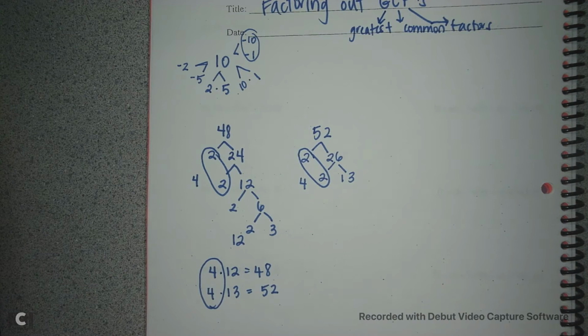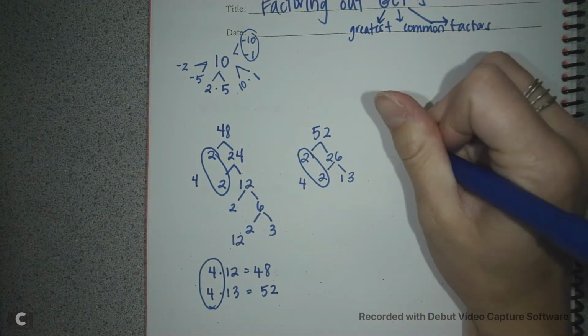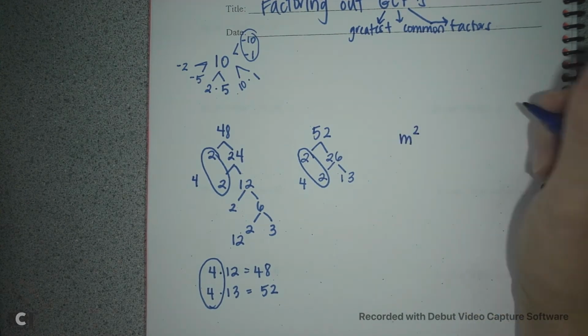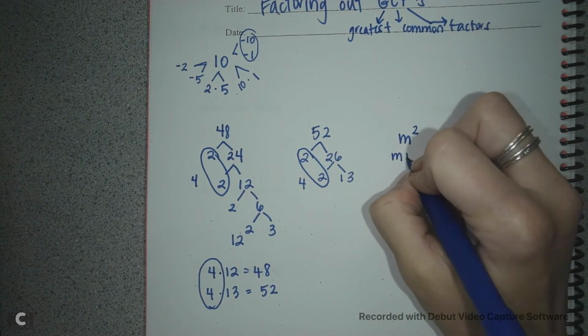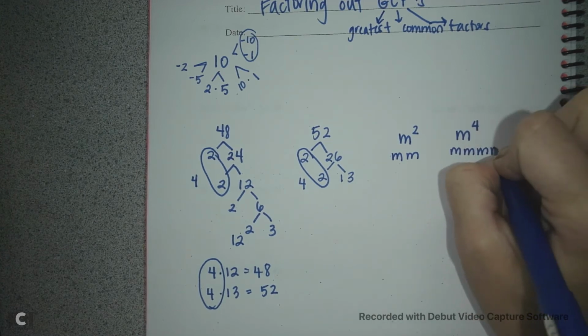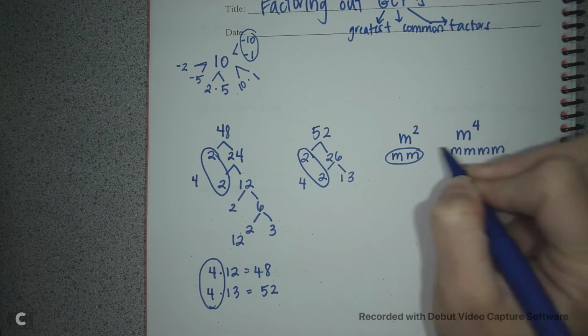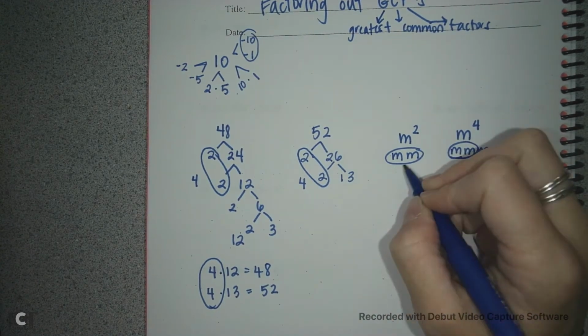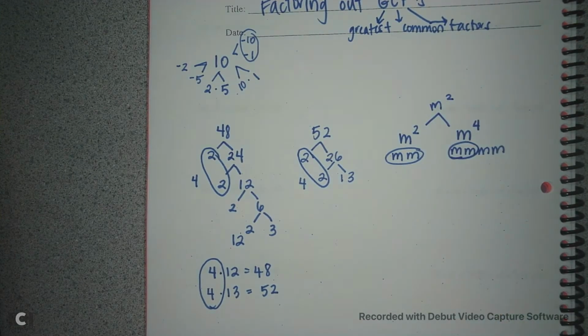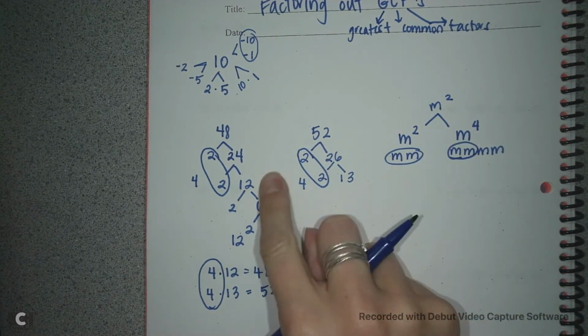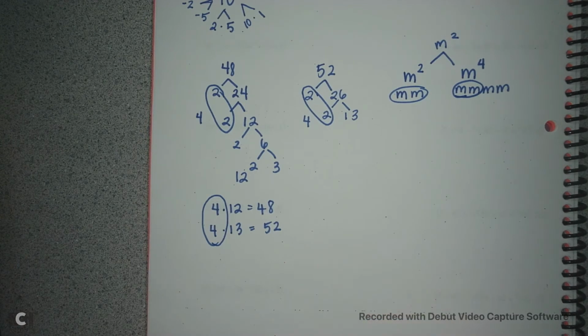Now some of these numbers are a little bit more obvious, especially when we're doing some simpler equations like we're going to be doing today. But this is the idea that we're going for. The same thing happens with letters. So if I had an m squared that I'm comparing to an m to the 4th, I know that there are 2 m's here, and there are 1, 2, 3, 4 m's there. Well, the greatest amount of m's that they each have in common is 2. So the greatest common factor between these two would be m squared, which is a lot more obvious in the letters than it is in the numbers. But this is the idea that we're going for. We're trying to figure out the greatest amount that they each share.